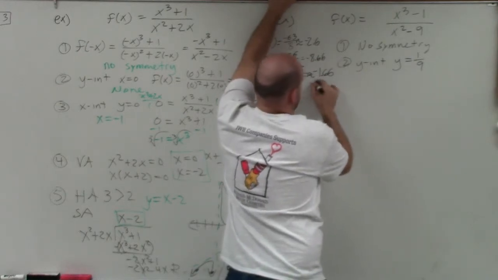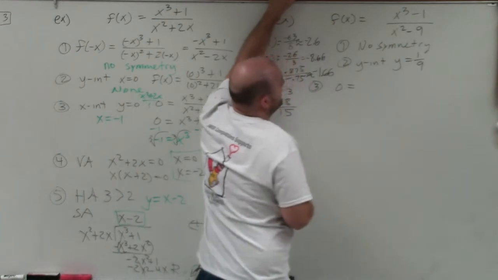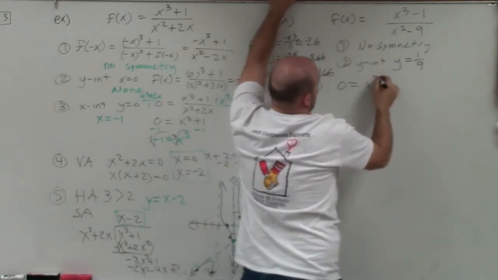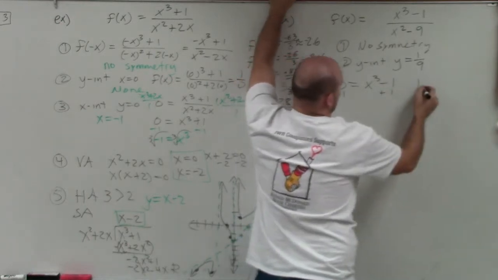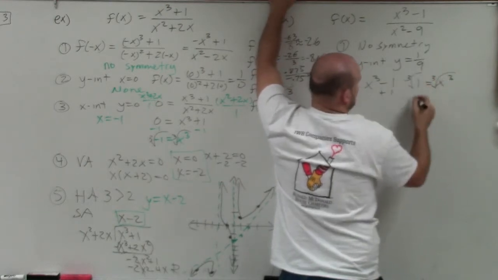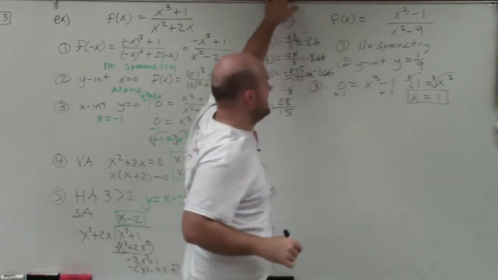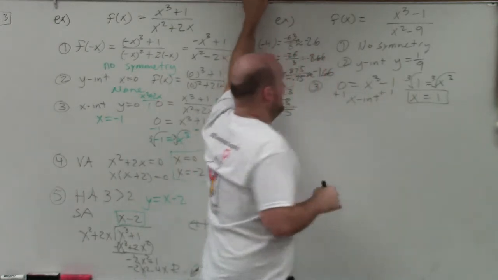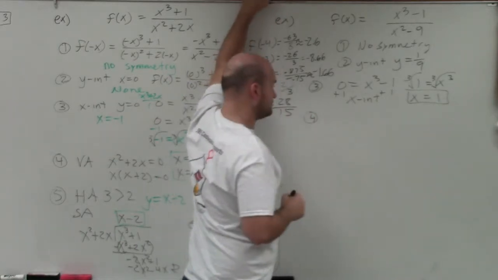X-intercept. I plug 0 in for y, and therefore, multiplying that out, I get 0 equals x cubed minus 1. Add 1 to both sides, so I have 1 equals x cubed. Take the cube root, x equals 1. So I have an x-intercept at 1, and a y-intercept at 1/9.